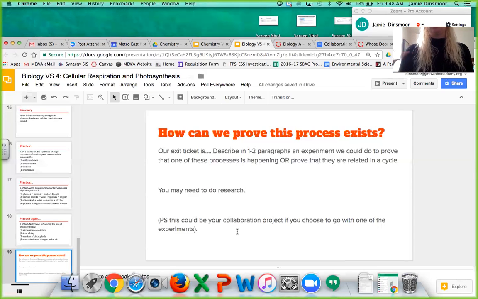And again, this could be your collaboration project or not, but regardless, it's a good exercise to tell us, how do we know that these things are true? Because we shouldn't just take what scientists tell us and say, yeah, all right, photosynthesis, I guess it's happening. How can we prove it? All right, so do we have any questions about this, about the class?